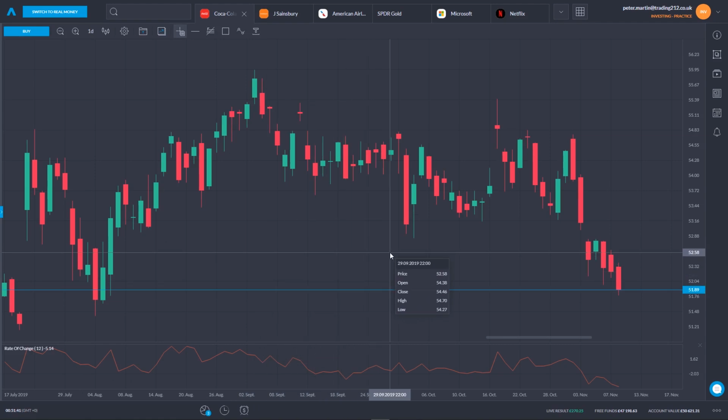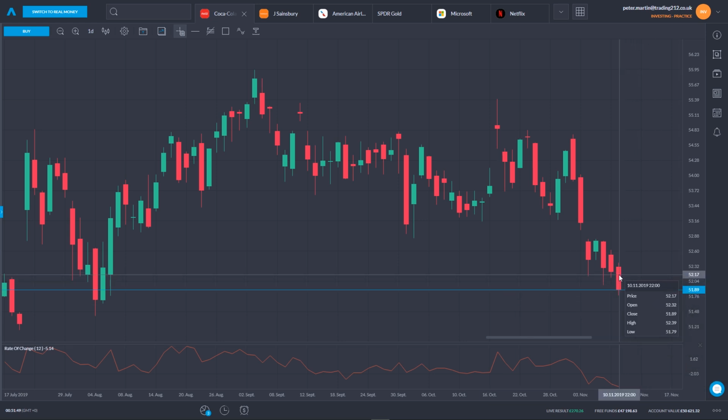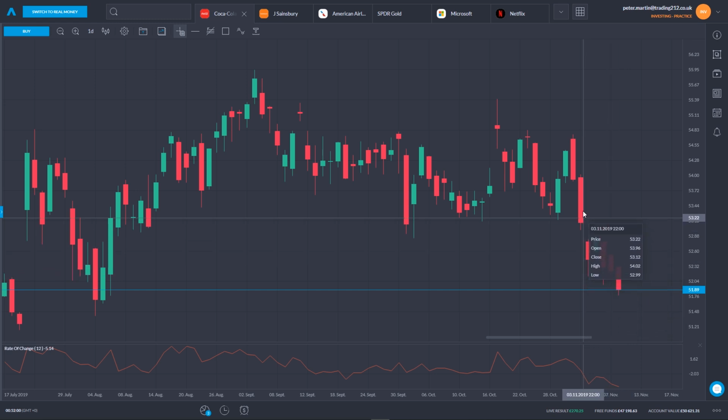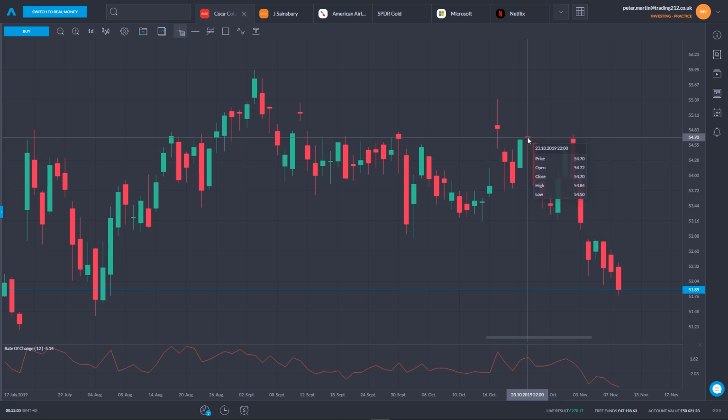So if we now go back into the app, and this is the chart of Coca-Cola again, I've got this on a candlestick chart now. That's just because it makes it much easier to see the different periods. If we look at this current candle, then the close is 51.89, so that's our current price. And then we go back 12 periods, so 1, 2, 3, 4, 5, 6, 7, 8, 9, 10, 11, 12. Then the close there is 54.7.